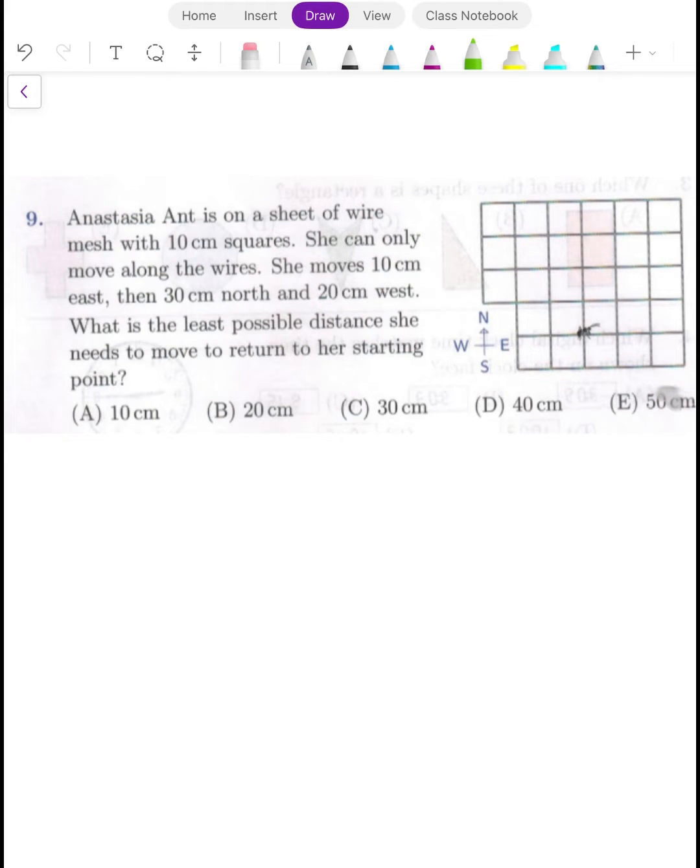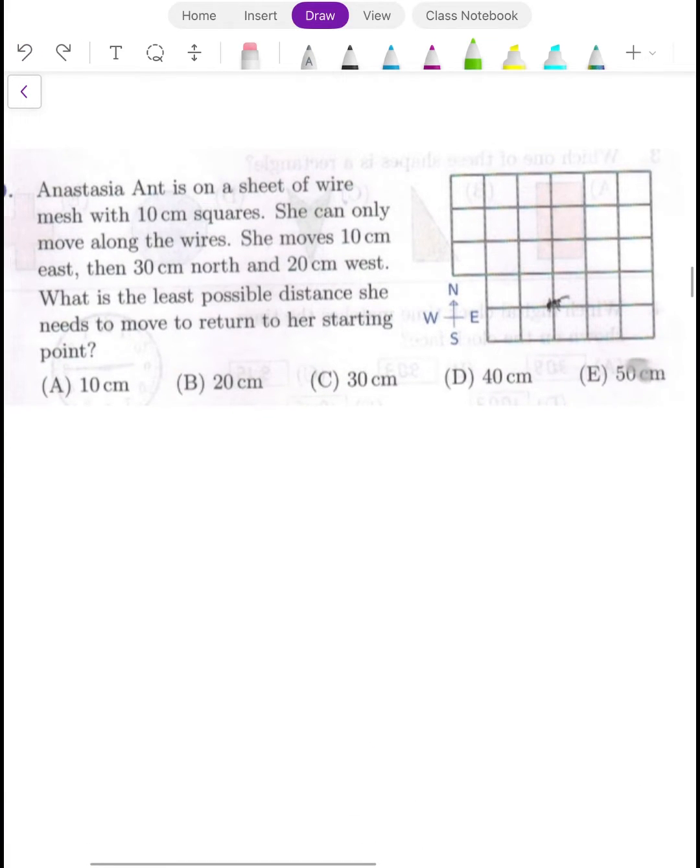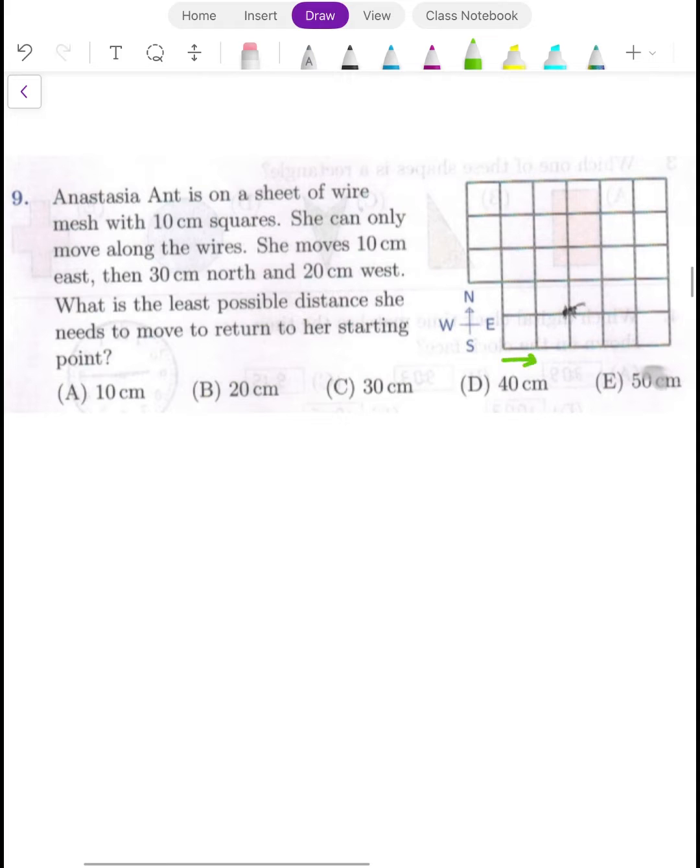Question number 9. Anesthesia ant is on the sheet of wire mesh with 10 centimeter squares. Here is our ant that we are talking about, and this is a grid of 10 centimeter squares. That means each square here and here is 10 centimeters in length and 10 centimeters wide. She can only move along the wire. She moves 10 centimeter east.